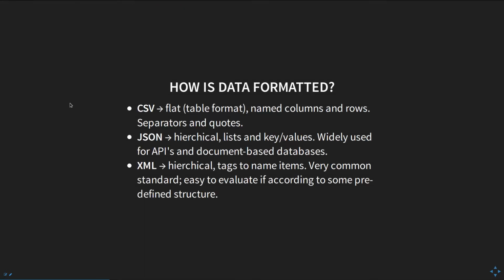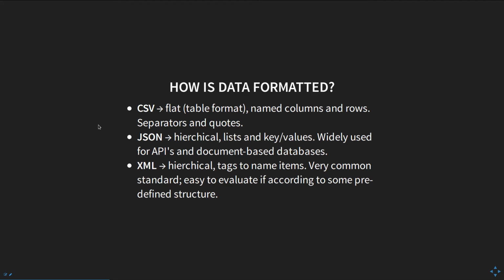So within these file formats, we can distinguish three main file types. These are most commonly used, they're very widely used standards, and therefore you will come across these a lot. Now, one of the most simple and popular ones is CSV, comma separated values.